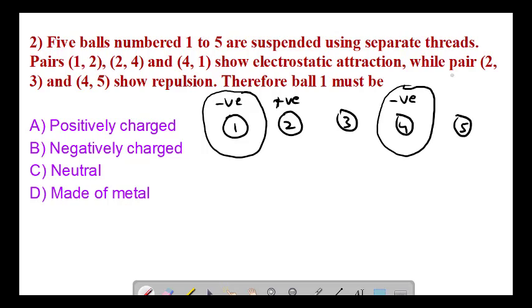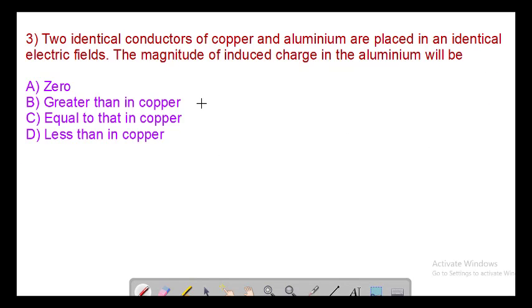Then again, pair 2 and 3 show repulsion. So if 2 is positive, this also has to be positive, and 4 and 5 also show repulsion. So if this is negative, this also has to be negative. So the discrepancy arrives at this point, at ball 1. So it means that number 1 is neutral. Next is question number 3.